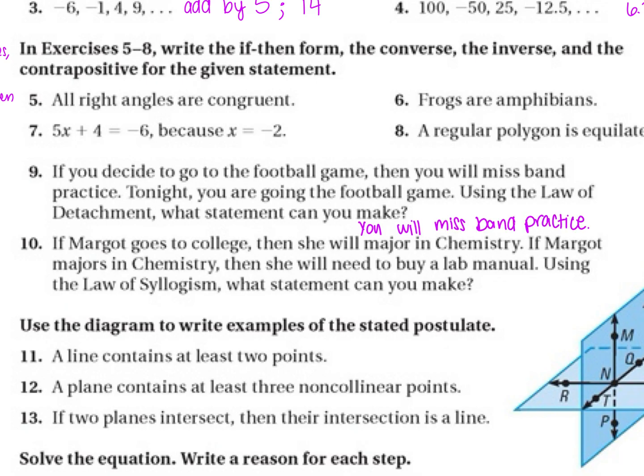All right, looking at the next one, it says if Margaret goes to college, then she will major in chemistry. If Margaret majors in chemistry, then she will need to buy a lab manual. Using the law of syllogism, which statement can you make? So you're getting rid of that overlap. If Margaret goes to college, then she will need to buy a lab manual. Good.